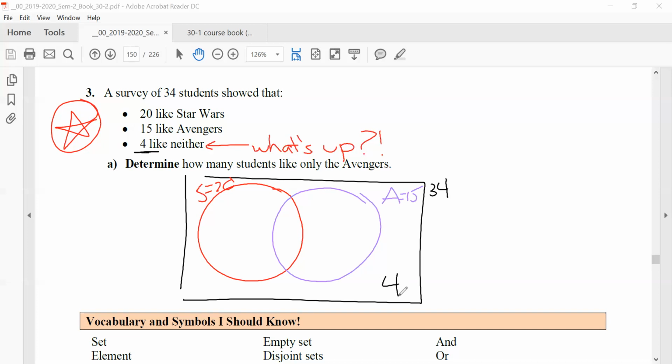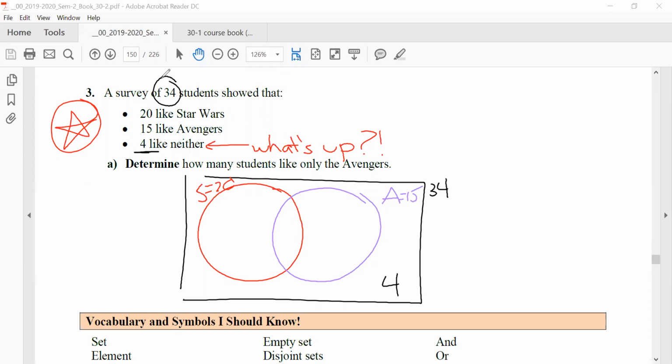We've got 3 regions in our Venn diagram we haven't filled in. We got Star Wars only, Avengers only, and the people that like Star Wars and Avengers. Okay, so I got to start somewhere. If possible, I like to start in the intersection, the people that like both. But they don't explicitly give me that information. But guess what? We're going to figure it out.